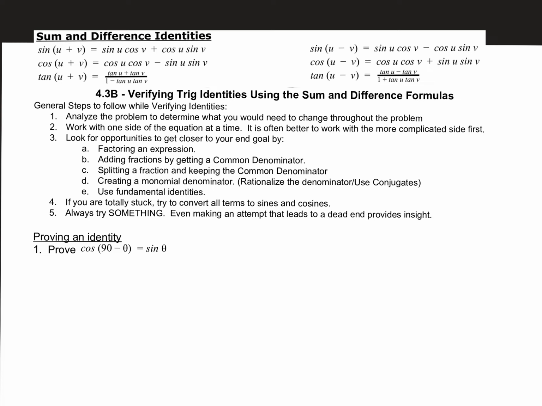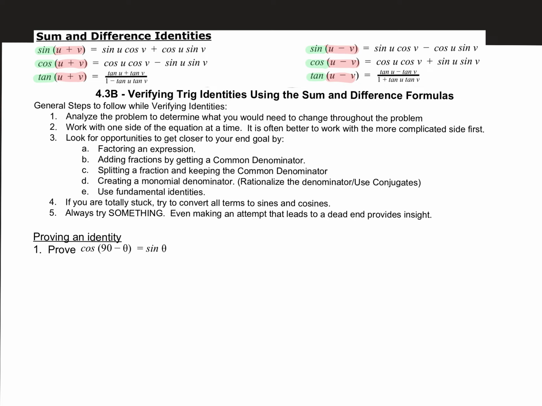Okay, next up in our proving or verifying trig identities is to add to our arsenal a couple of new identities, the sum and difference identities. Those are going to be used when you see, instead of just one angle, two angles, either being added to each other or being subtracted from each other, all within one trig function.